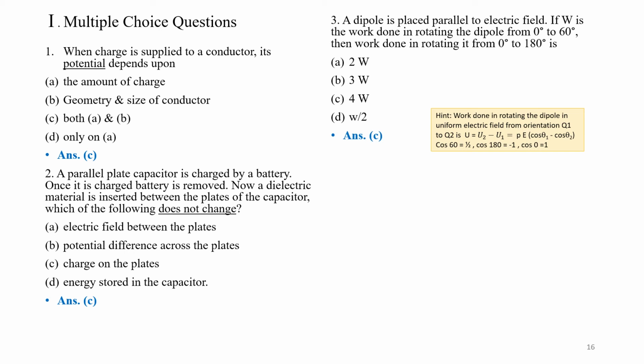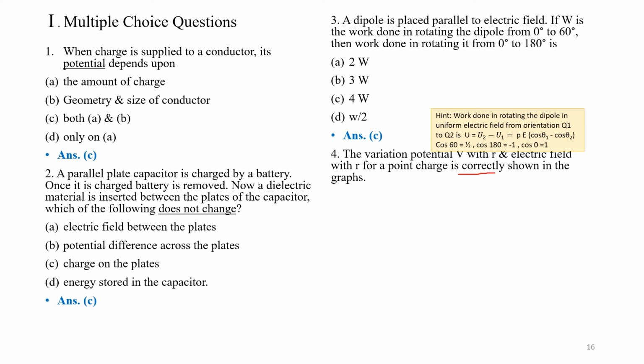The variation of potential V with R and electric field E with R for a point charge is correctly shown in the figure. There are 4 graphs shown here, A, B, C and D. You have to identify the correct graph, that is V with respect to R and E with respect to R. So this is the correct option. B is the correct one. We have seen the 2 curves cut one another at a point, and at other points they are reversed. So they are of this shape and cutting. So B is the answer.